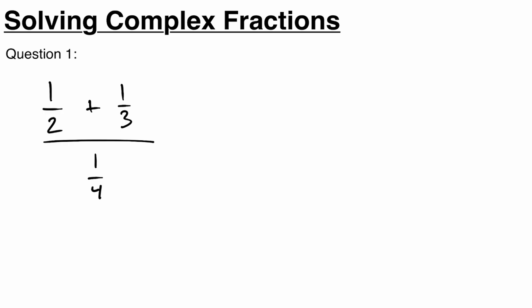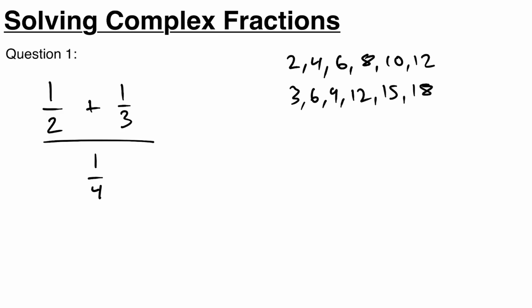Well, your first step would be to simplify the top, and I'm going to do that to the side. Now we simply need to find a common denominator in order for us to add. So let's list off the common multiples of 2 and 3. We have 2, 4, 6, 8, 10, 12. And then for 3, we have 3, 6, 9, 12, 15, 18. So our lowest common multiple for 2 and 3 is going to be 6, and so that's what we need to make our denominator.